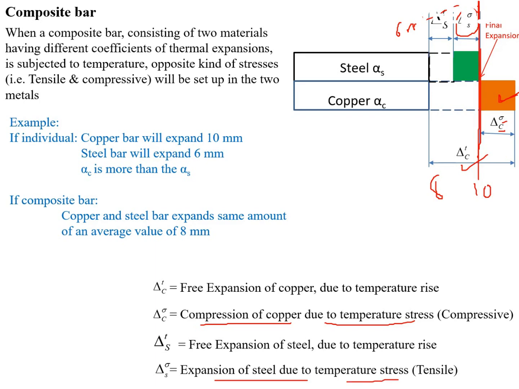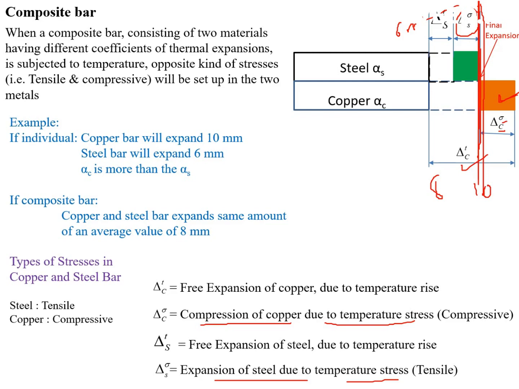So here we have to understand that the final expansion of both materials is the same. So this is the final expansion. Let us consider 8 mm. So 8 mm is the final expansion, and it is the same in both materials. Now the question is which type of stresses will be generated in the steel and copper. This is very important from the competitive exam point of view.